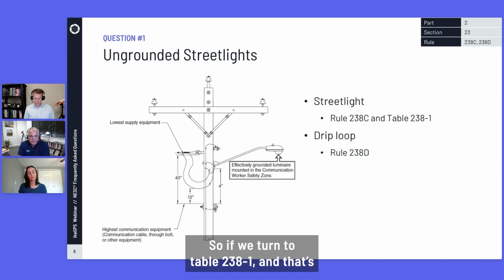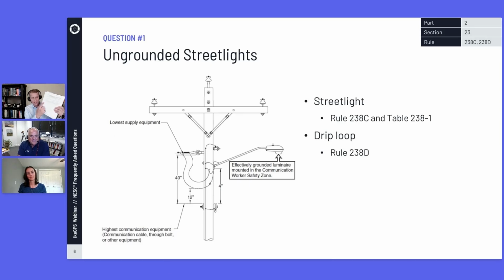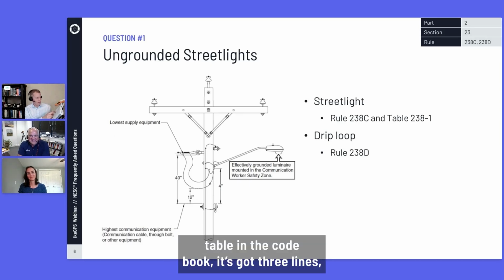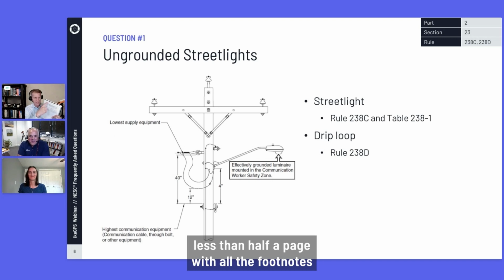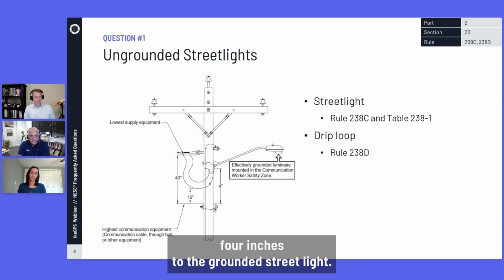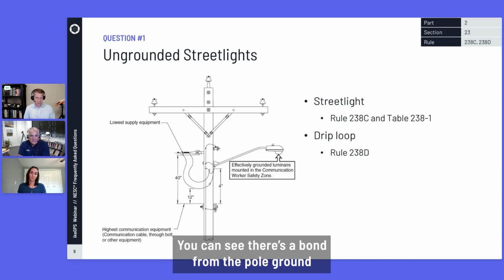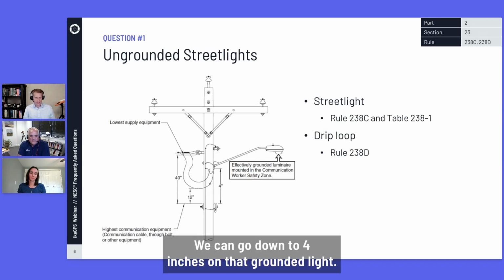If we turn to Table 238.1, one more page on, that's not a very big table either. In the code book it's got 3 lines, less than half a page with all the footnotes and titles and everything. But it does give us in that table 4 inches to the grounded streetlight. So we can have that down in the communication worker safety zone. You can see there's a bond from the pole ground over to the streetlight there. It's a grounded light, nice visible ground. We can go down to 4 inches on that grounded light.